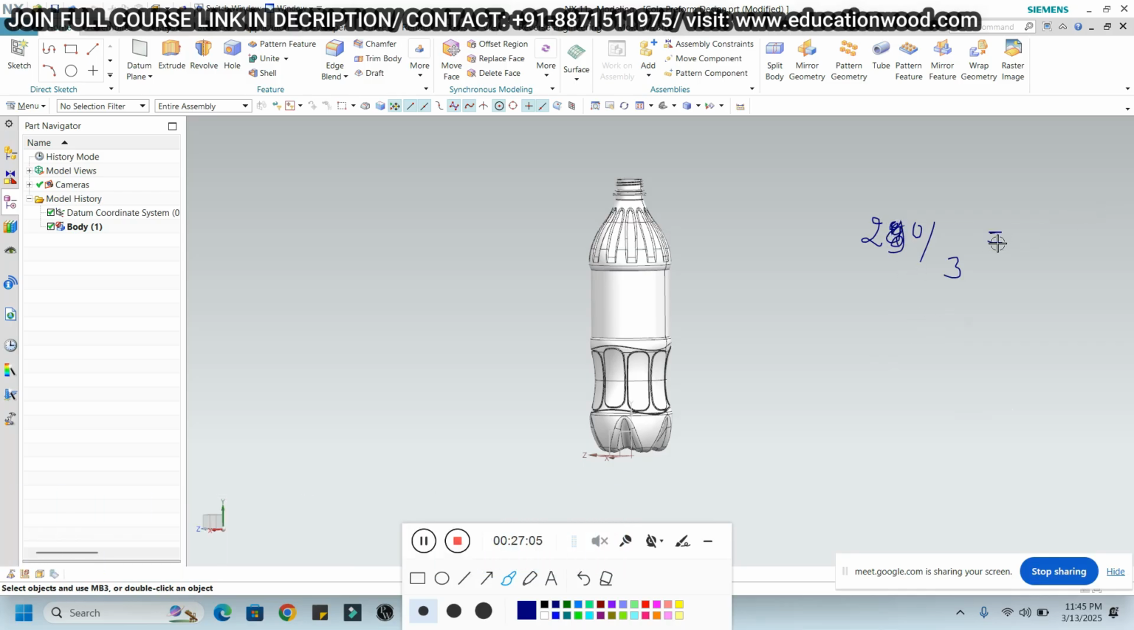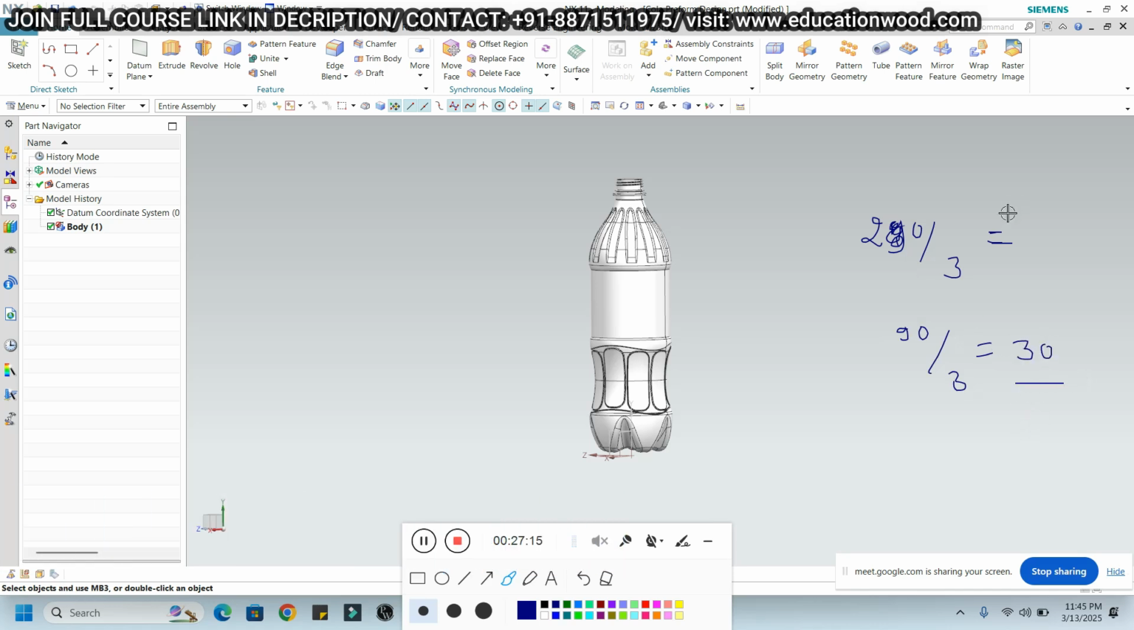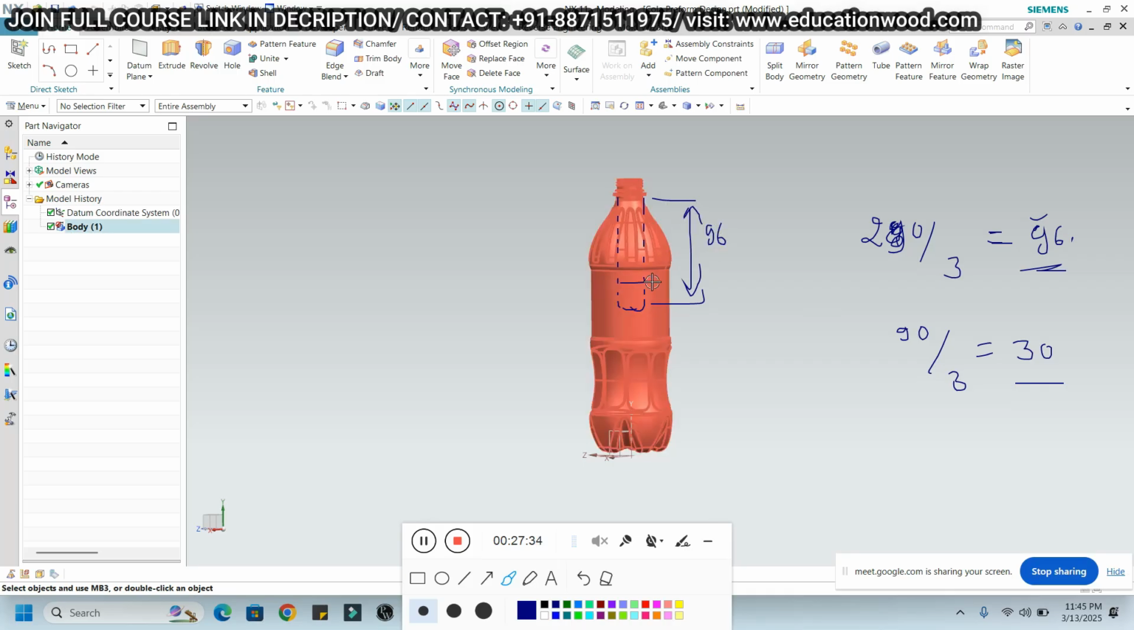3 nines are 27. 96 point something. So 90 divided by 3, it will be 30. And 280 divided by 3 is 96 point something, just for example 96, right? So if you are preparing the preform, the length of the Parison will be 96 and the diameter will be 30.